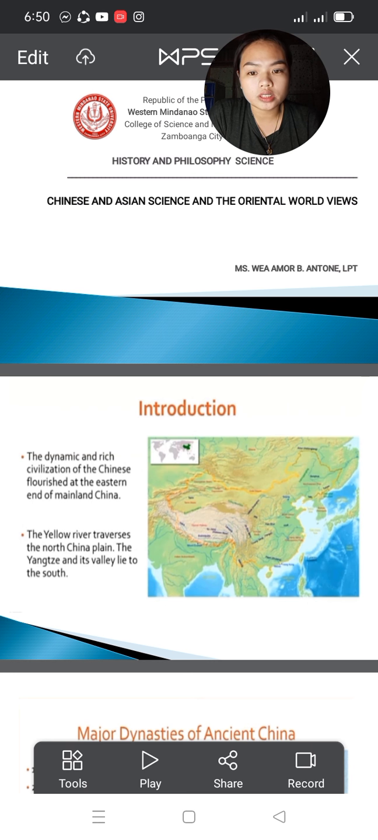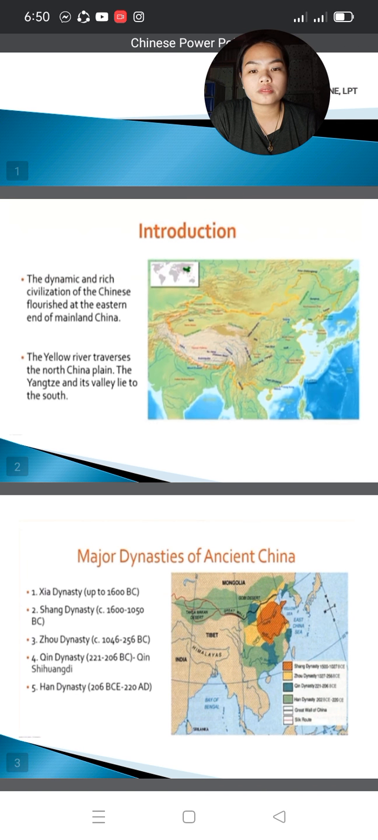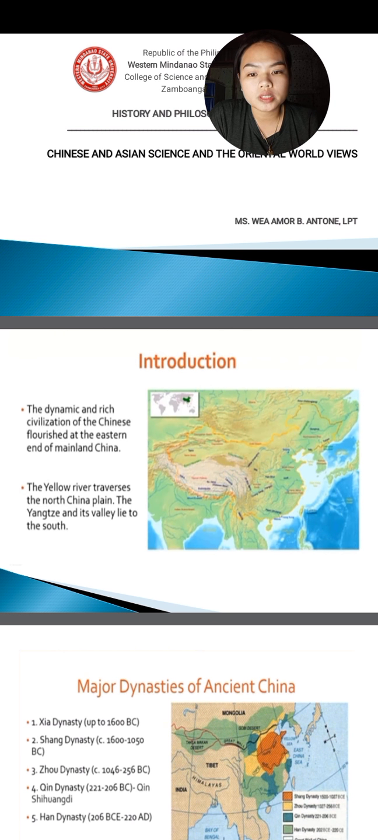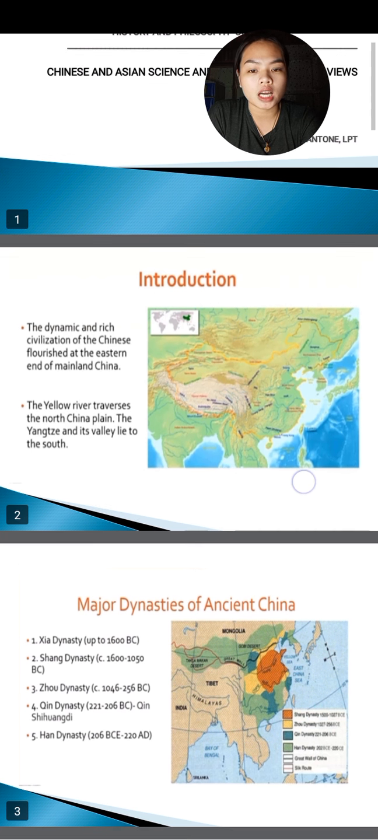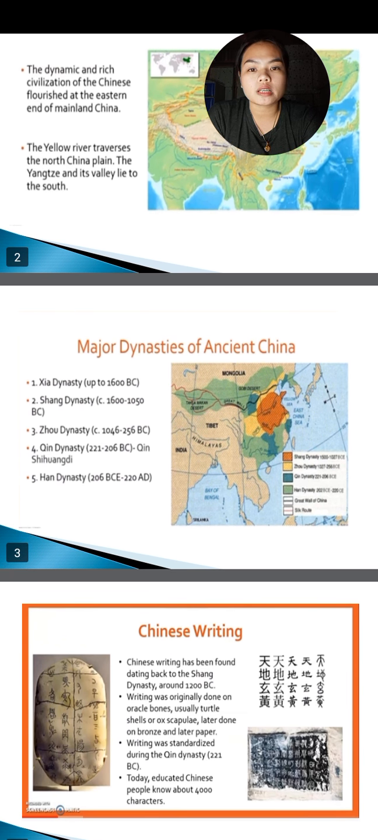So, introduction. The dynamic and rich civilization of China flourished at the eastern end of mainland China. The Yellow River traverses the North China Plain, with the Yangtze and its valley lying to the south. There are five major dynasties of ancient China: first the Xia dynasty, Shang dynasty, Zhou dynasty, Qin dynasty, and the Han dynasty.